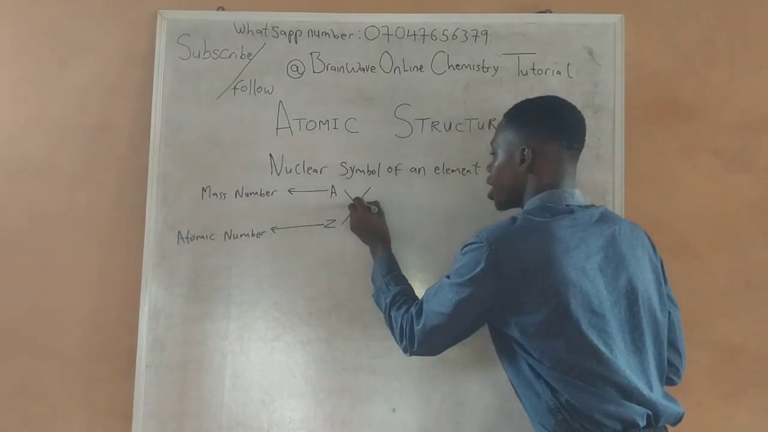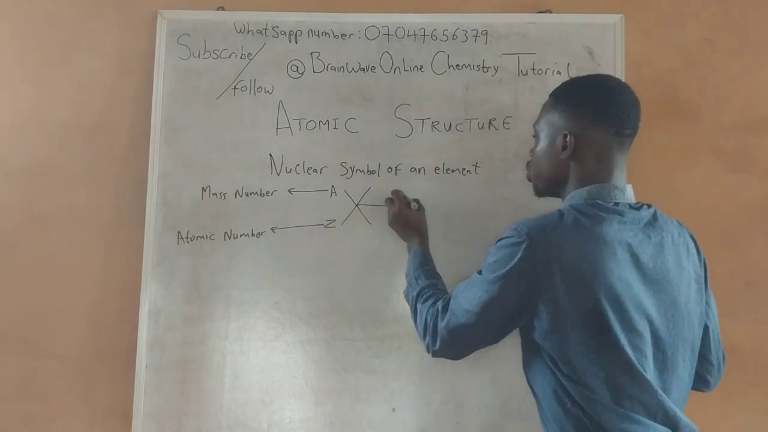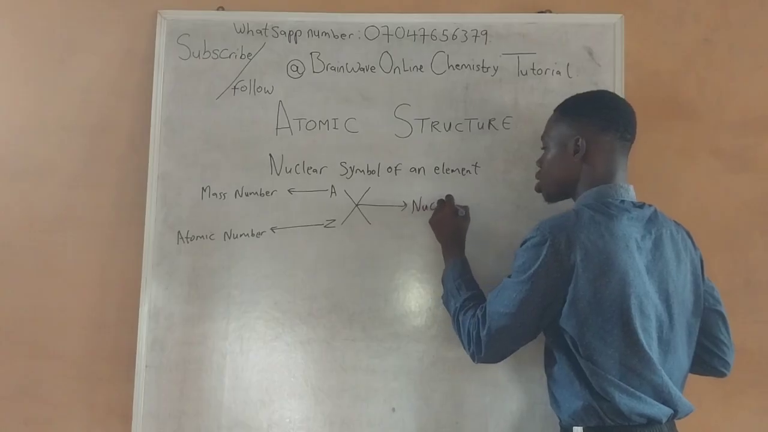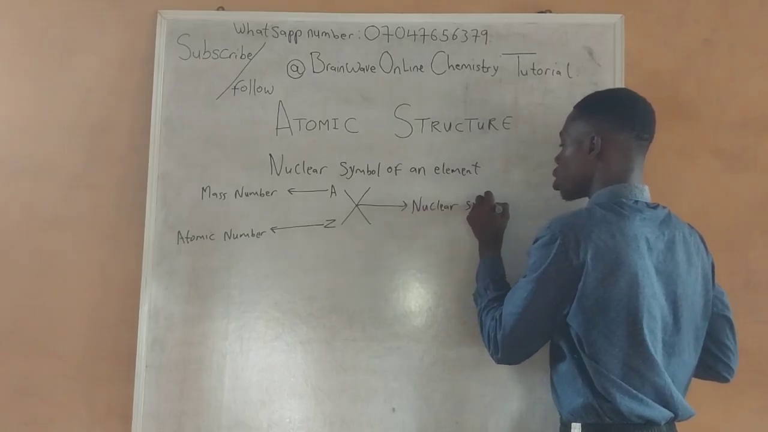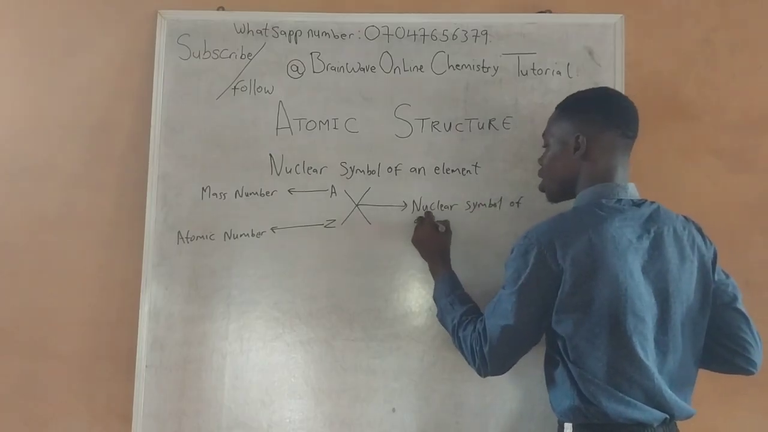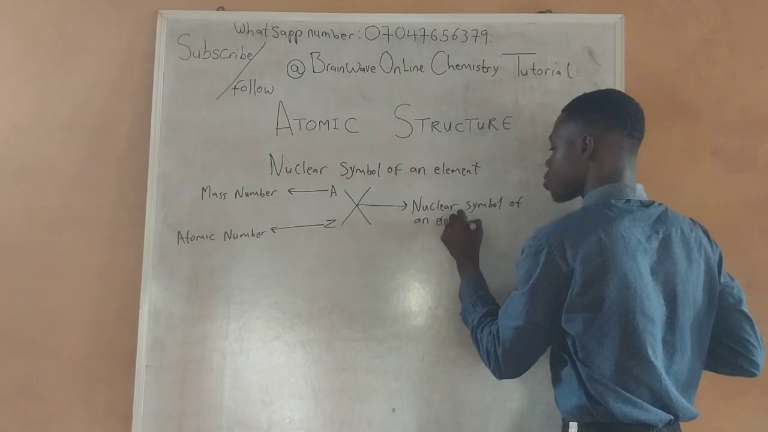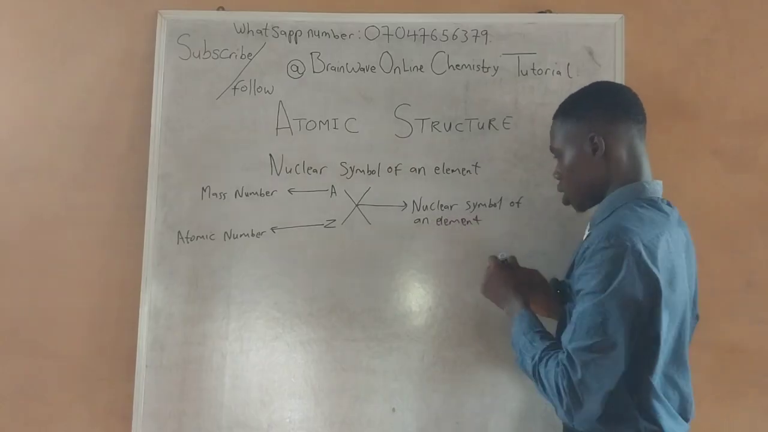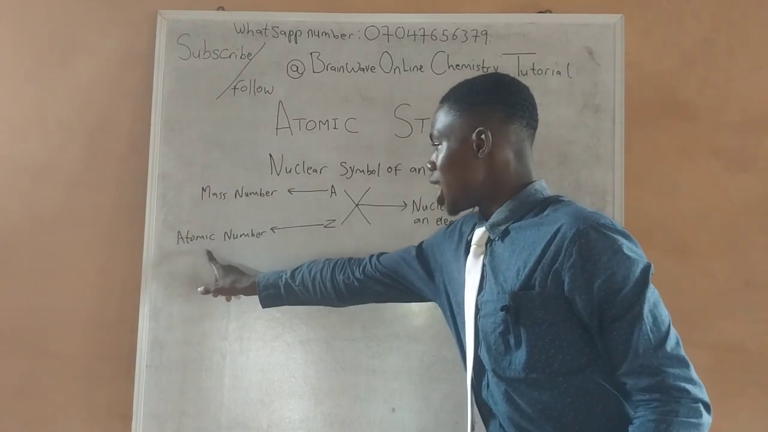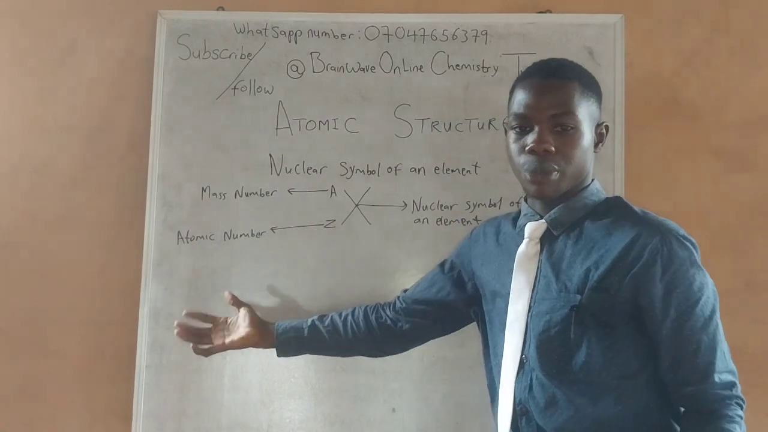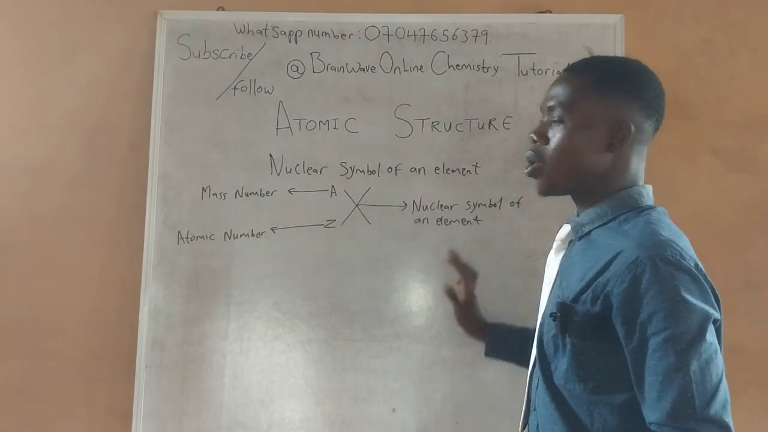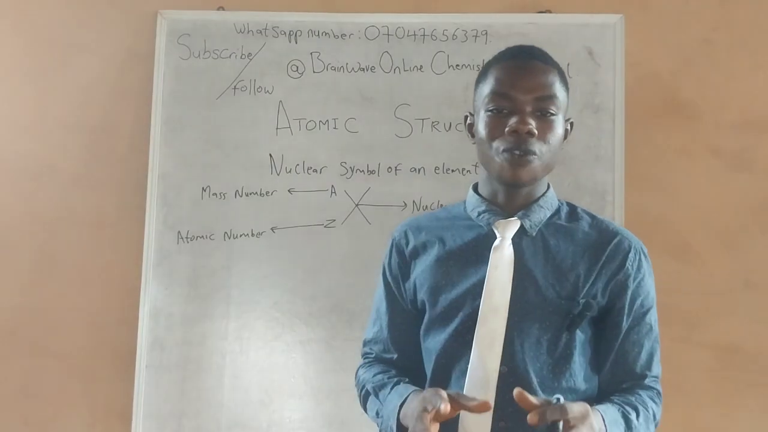While this symbol here refers to the nuclear symbol of an element. So the A here happens to be the mass number, Z here happens to be the atomic number, also known as the proton number, while this symbol here happens to be the nuclear symbol of an element. So please take note of all these areas.